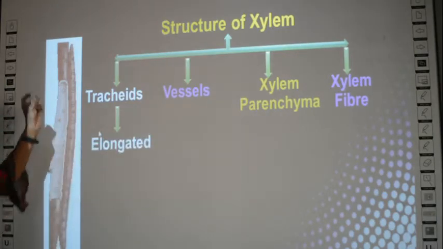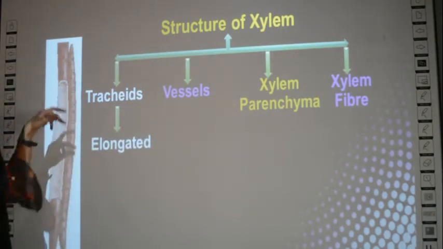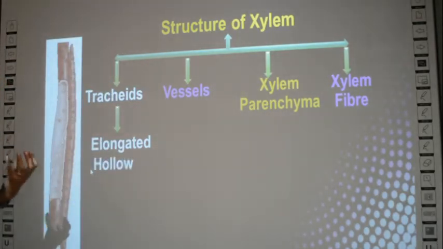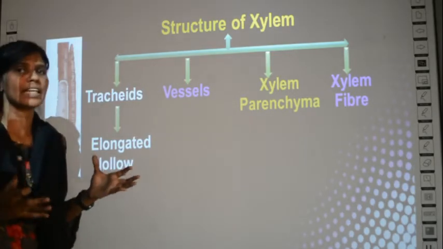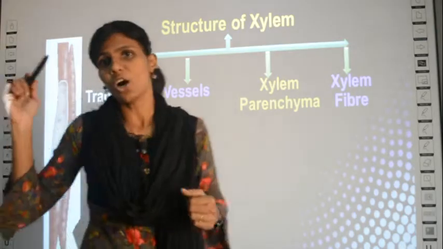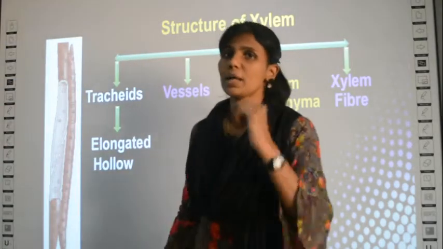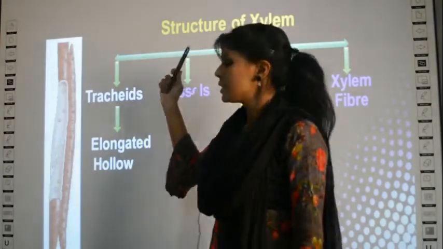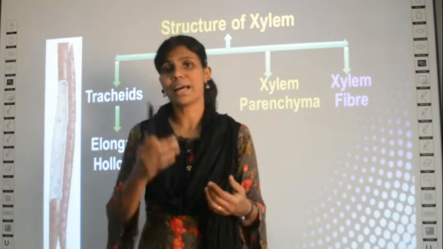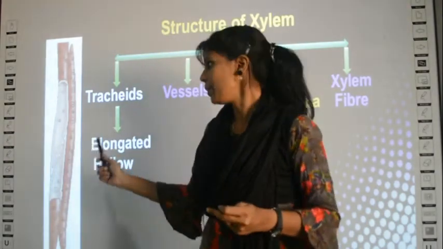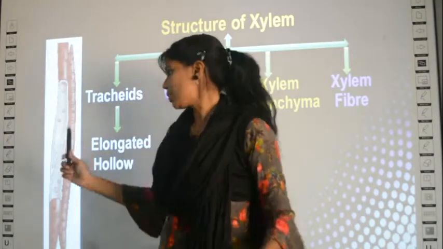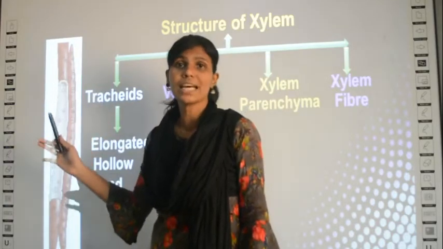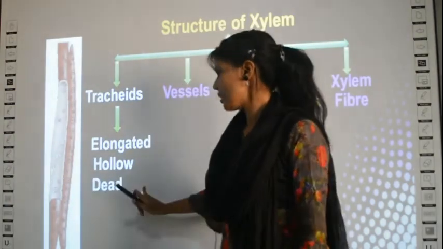What is a tracheid? A tracheid is an elongated structure. Is it elongated? Yes, right. It is a long structure. This is a tracheid. It is long and it is hollow. What is hollow? There is nothing inside. It is empty inside, so it is called a hollow structure. Why should it be hollow? Only then can the water flow through it. You have studied that xylem is the structure which takes up water in the plant. So for the water to flow through the xylem, the central space should be empty, right? So it is a hollow structure and it is dead. These are not living cells, they are dead cells. This also you have to keep in mind.